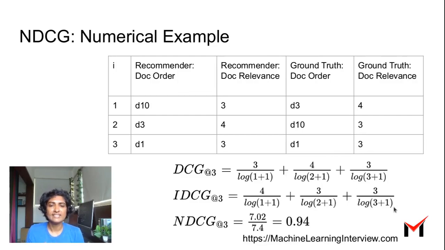So we note that the IDCG will always be slightly greater than the DCG because the most relevant document will be at the top in the ideal ranking. So NDCG, which is the ratio of the discounted cumulative gain and the normalization factor, will always be less than or equal to 1. In this case we got 0.94, which is not very bad.